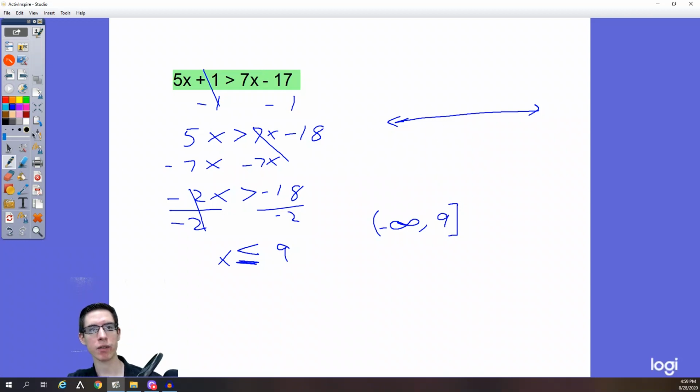So let's see what this looks like graphically, and hopefully between the two you'll start to see how this makes sense. Okay. And let me just make this 9, 10, 11, and let me make this 8, 7, and 6. And because it's x less than or equal to 9, that means all numbers smaller than 9 get included. So that means everything in this direction. And because it's equal to 9, I've got to put that nice closed circle on the 9 divot, and then draw my arrow to the left.